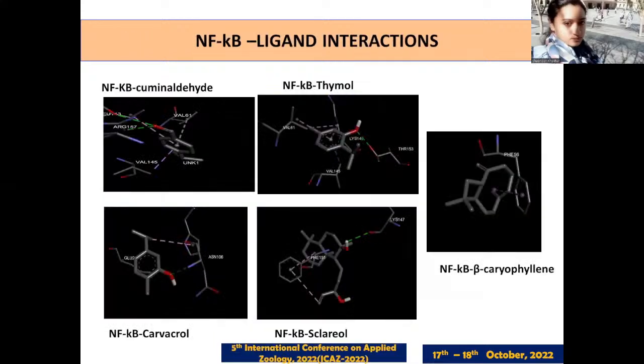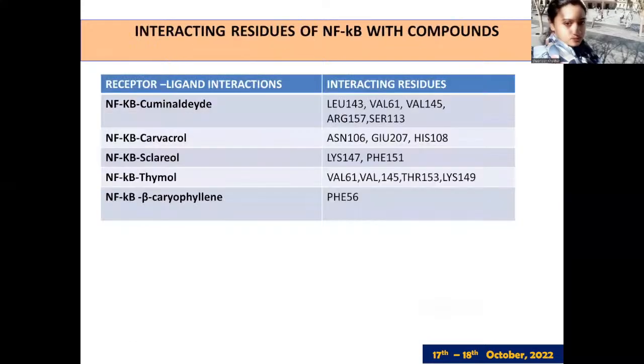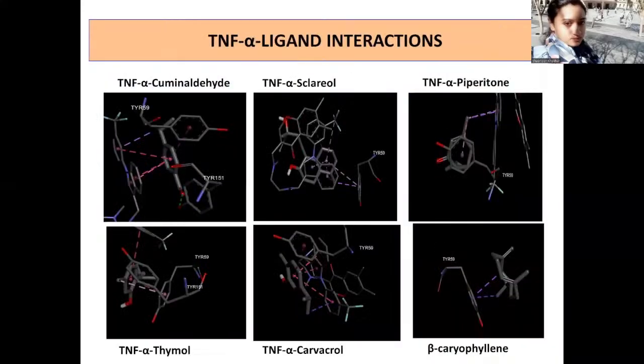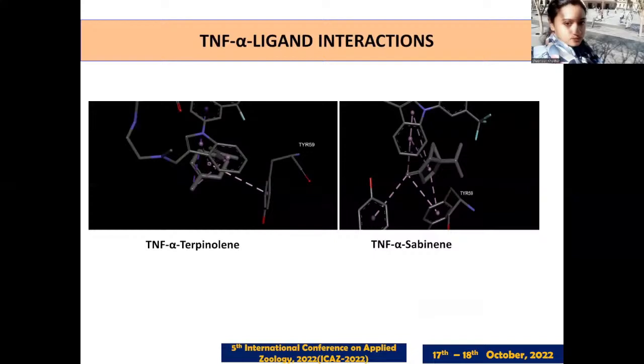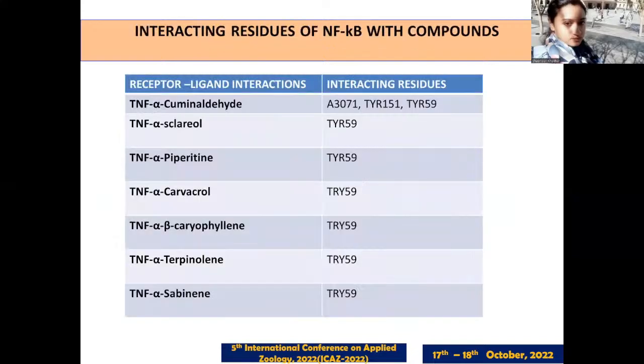These are the 3D structures of the NFKB and the compounds. Next, you can see the interacting residues, and these are the interacting structures of the NFKB with the compounds that give the best binding affinities. And these are their interacting residues, that are the amino acids we already discussed.